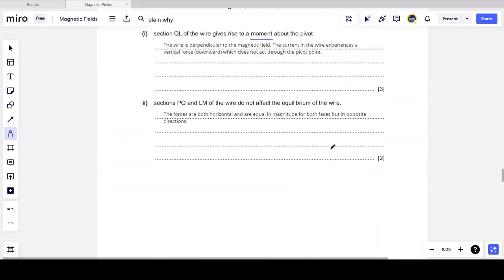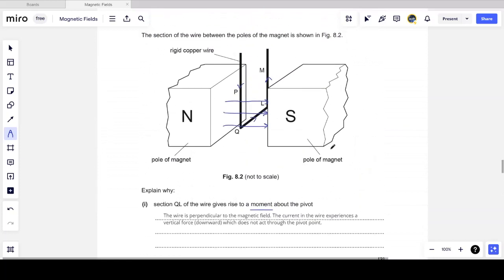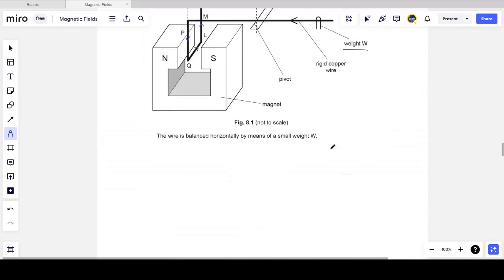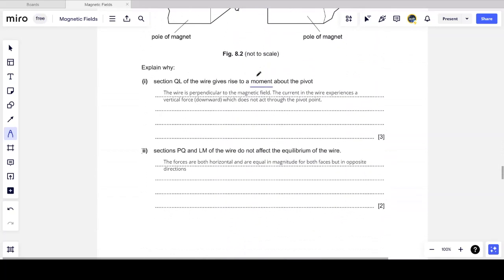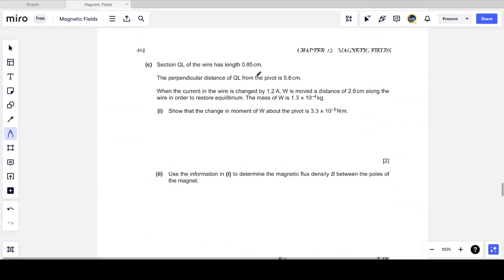Now QL, our length of QL is given to be 0.85 centimeters, and the perpendicular distance of QL from the pivot point, that is the distance there, which is already marked, is 5.6 centimeters. So they marked it in the diagram. It's easy to understand what this diagram looks like. The current is then changed by 1.2 amperes, which means the equilibrium is disturbed because the wire begins to experience a moment, and we have to move the mass W in order to restore equilibrium. We're told what the mass of that weight is.